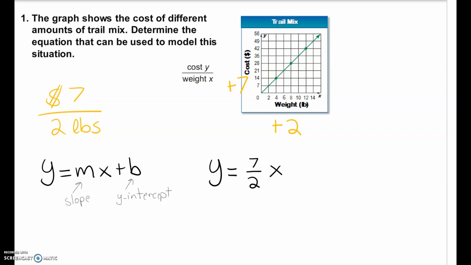Then our y-intercept is where we cross the y-axis. We cross the y-axis right here at 0. So it would be like this, plus 0. But plus 0 doesn't really mean anything, so technically we could just leave that off if we wanted and just say y equals 7 over 2x. And that is how we can create an equation from this word problem and this graph here.